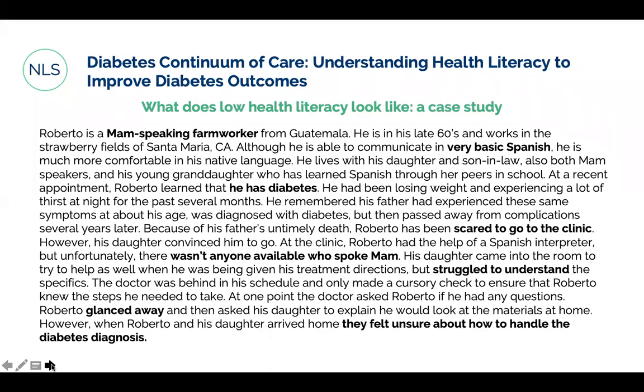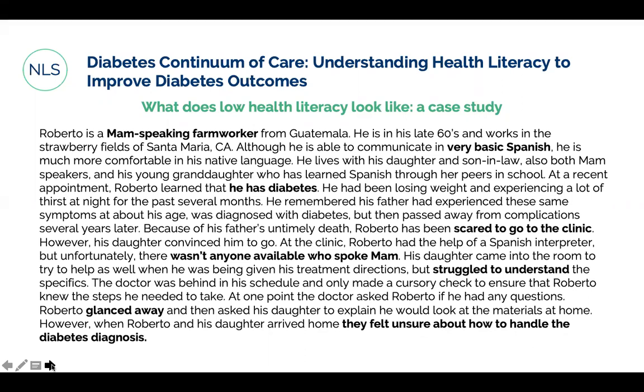her peers in school. At a recent appointment, Roberto learned that he has diabetes. He'd been losing weight and experiencing a lot of thirst at night for the past several months. He remembered his father had experienced these same symptoms at about his age, was diagnosed with diabetes, but then passed away from complications several years later. Because of his father's untimely death, Roberto has been scared to go to the clinic. However, his daughter convinced him to go.